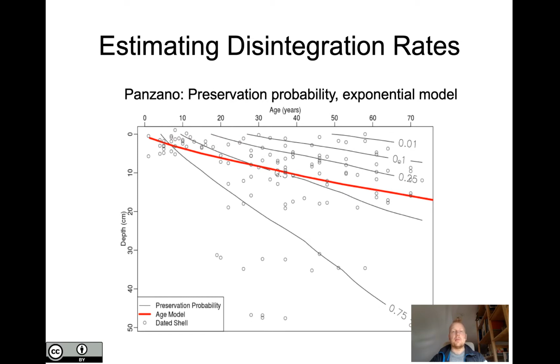And this is the preservation probability derived from the exponential model. Again, it is clear that shells that remain close to the surface for a long time have a very low probability of preservation, whereas all shells that are rapidly buried are most likely to be preserved.